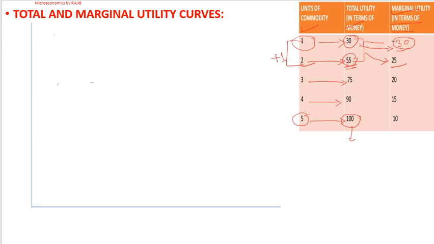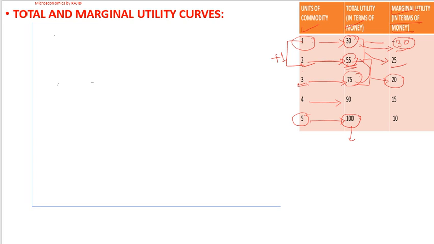So here in the third unit, what happens? In the third unit our total utility is 75. So now we need to find the marginal utility for the third unit. The marginal utility for the third unit is 75 minus 55, which gives 20. So this 20 is the marginal utility for the third unit.